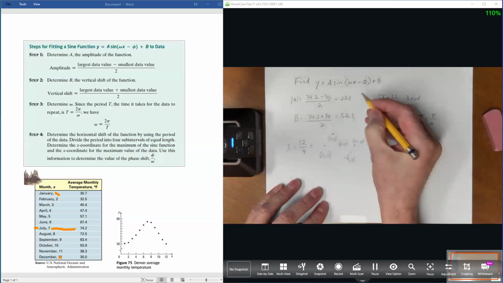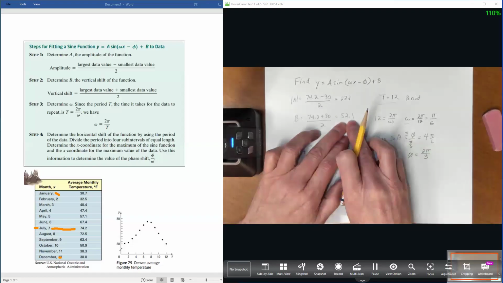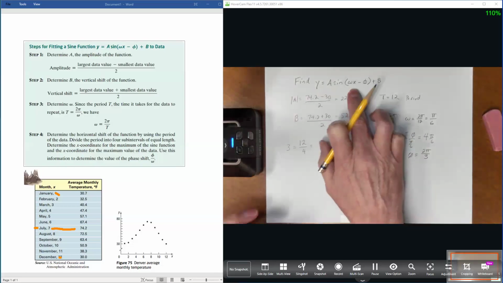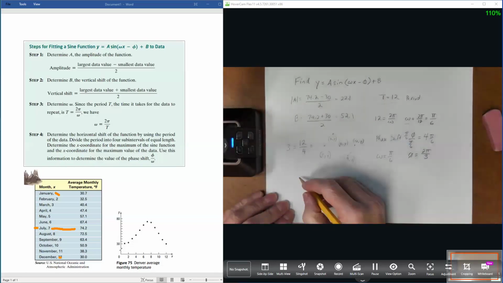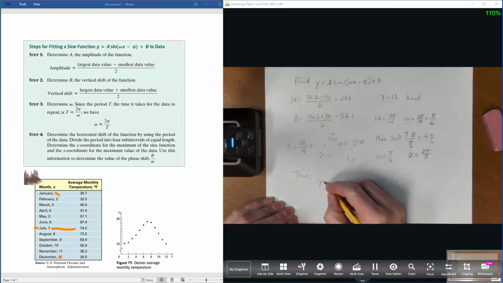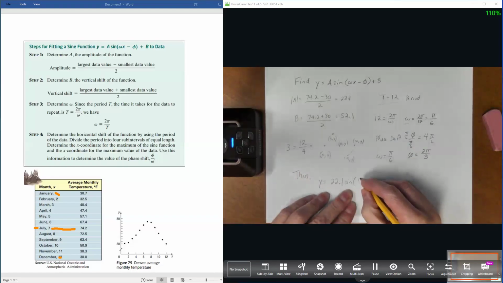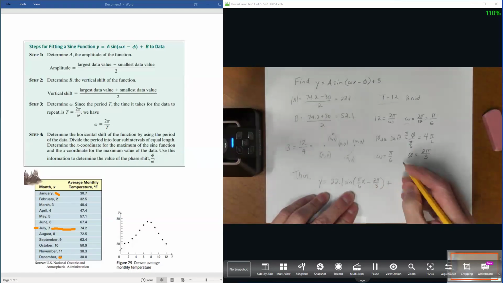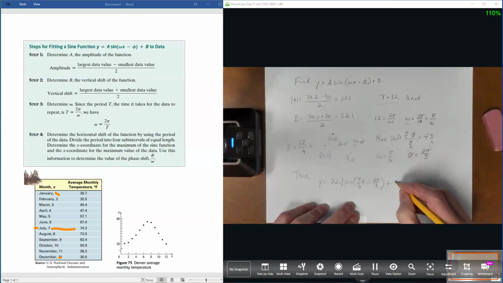Omega is pi over 6, A is 22.1, B is this. So notice we're not missing anything. We can now fill in our parts, and our function is going to be 22.1 times the sine of pi over 6 x minus 2 pi over 3, plus b, 52.1.